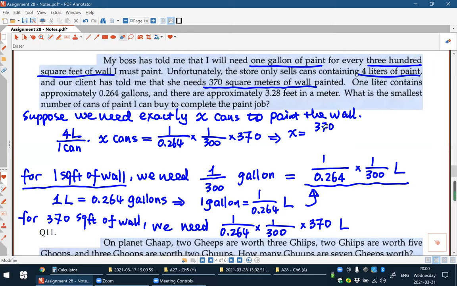Oh, sorry, we lost something here. Excuse me. This is a 370 square meters, right? And here we have a different unit for the areas. Okay, let's rewrite this.